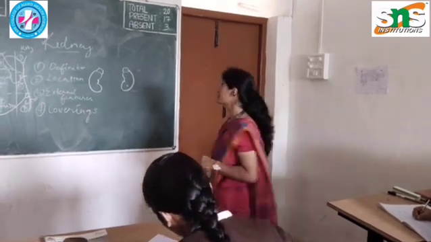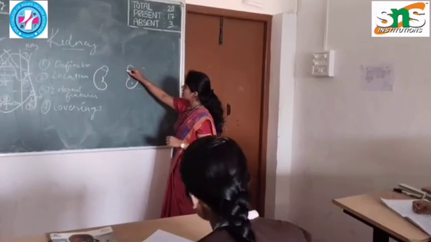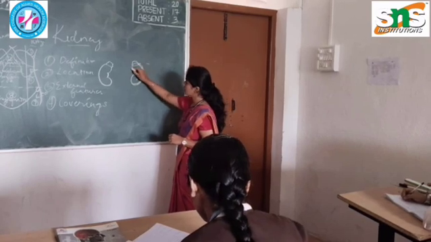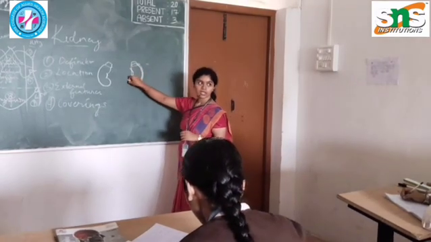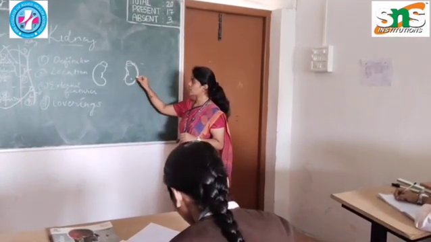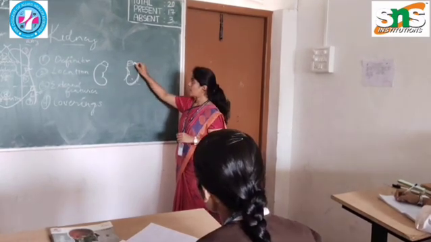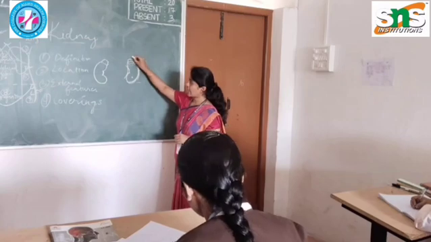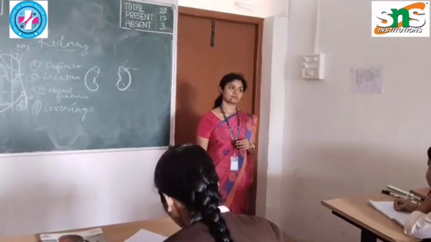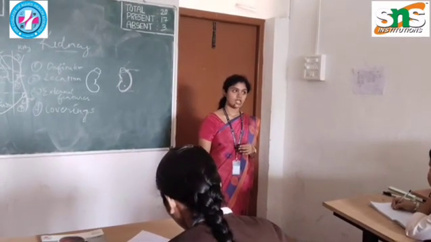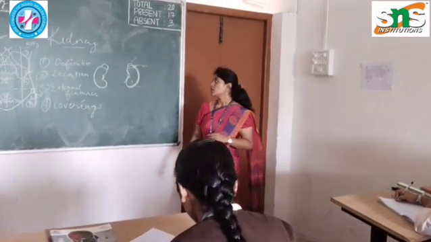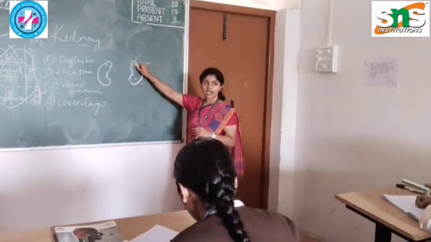So in borders, you will be having an upper border, a lower border, a lateral border and a medial border. Your upper border is always covered by a gland. You know what gland this is? Adrenal gland. It is also called the suprarenal gland because it is present on top of your kidney. So your upper border is often covered by your adrenal gland.